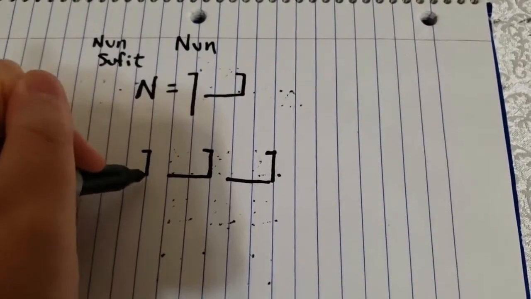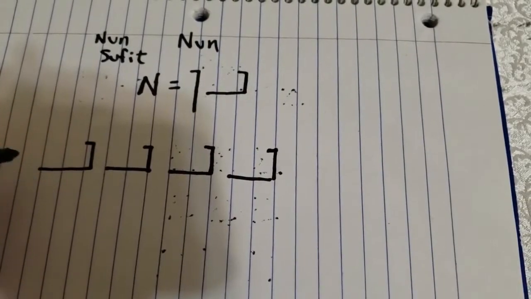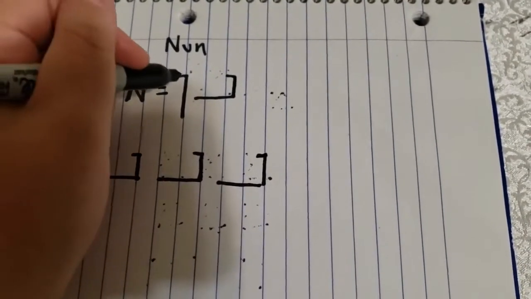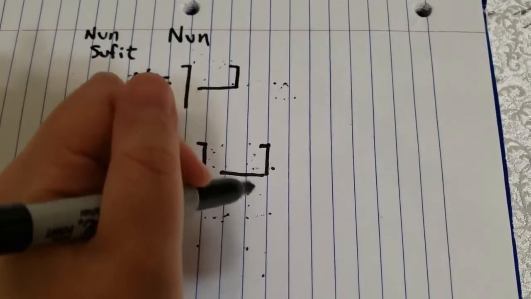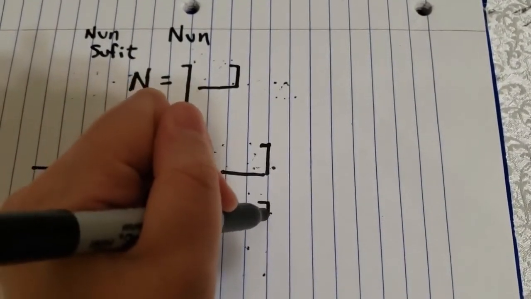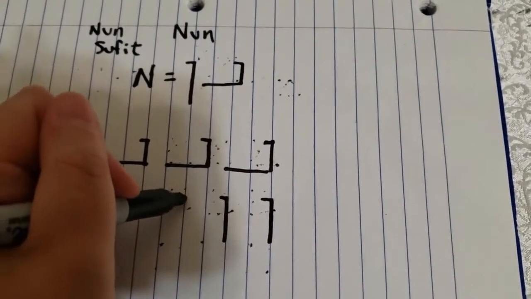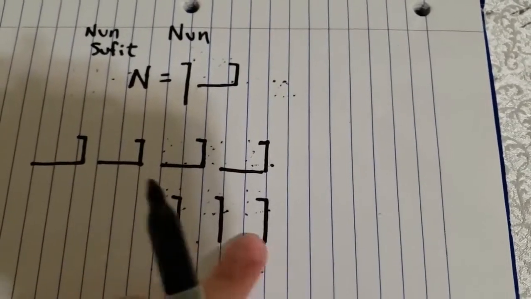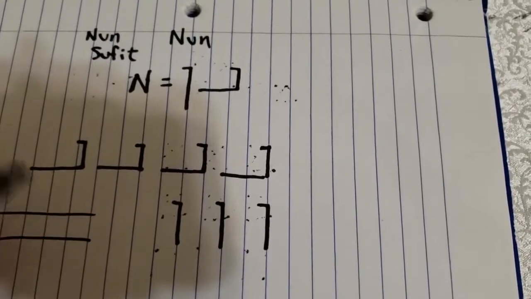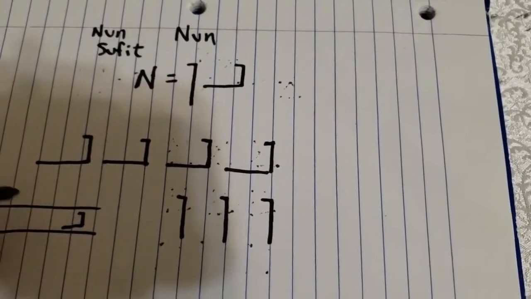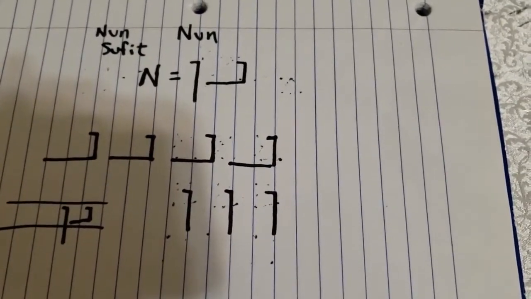Little line going down and then continue. Nun Sofit is same thing as we make this, we just continue down instead of to the side. So Nun Sofit. Again, this line exceeds the line of a notebook. So if this is a notebook, this is a Nun, this is Nun Sofit. It goes lower than that.